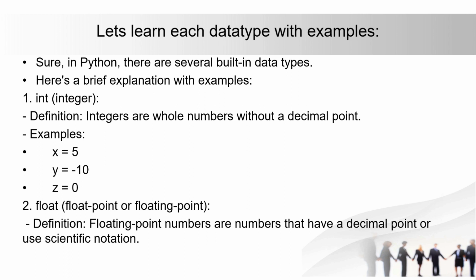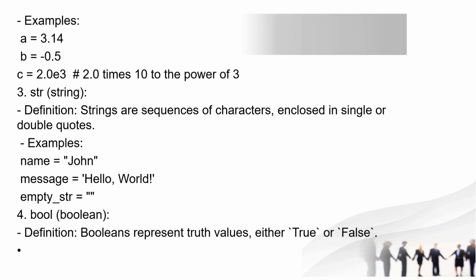Next one, float, floating point. Floating point numbers are numbers that have a decimal point or use specific notation. Example: a = 3.14, b = 0.5, and c = 2.0E3. In this way, we can represent floats.